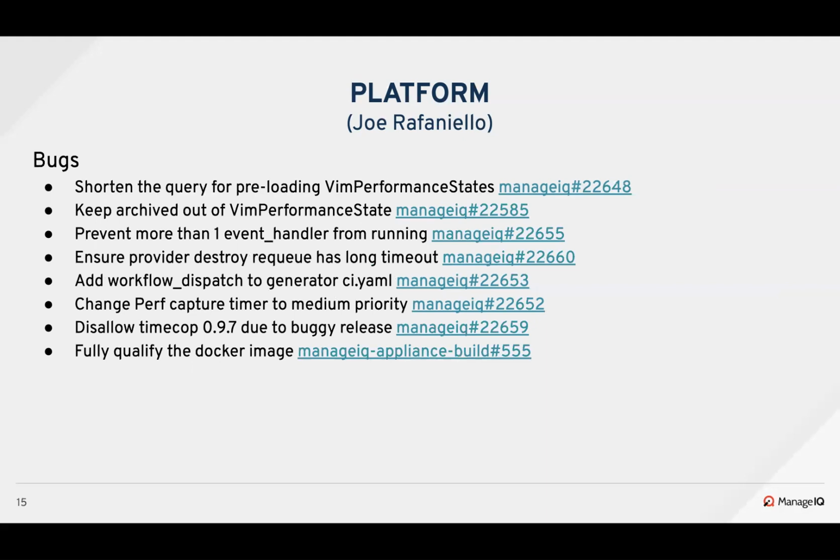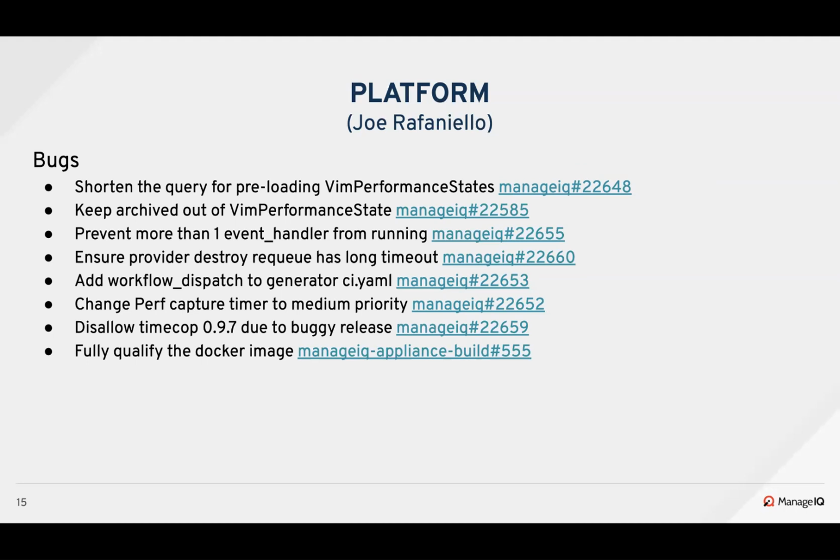Keenan mostly reverted the logic for the query that was responsible for preloading the Vim performance states. He then kept long since archived objects out of the Vim performance state query. And then next, Adam prevented more than one event handler from running. And also, as Adam discussed, the provider destroy timeout I was working on. Next, Jason added the workflow dispatch to the default generator CI YAML. So when you generate new repositories, you'd have the option to manually run the CI action.